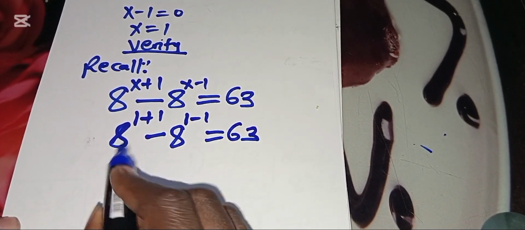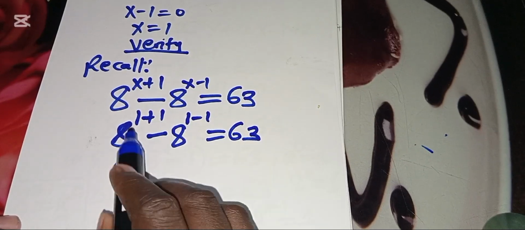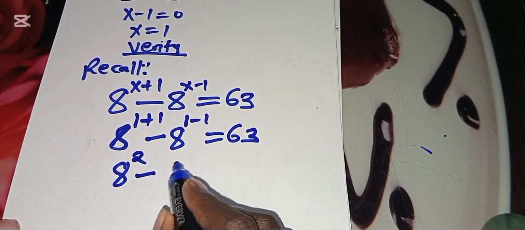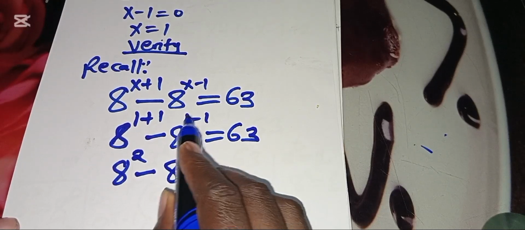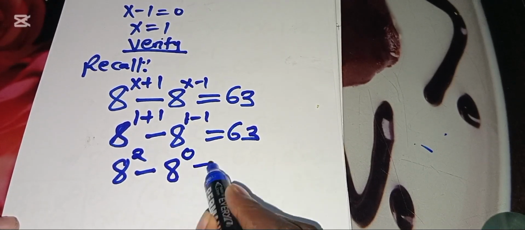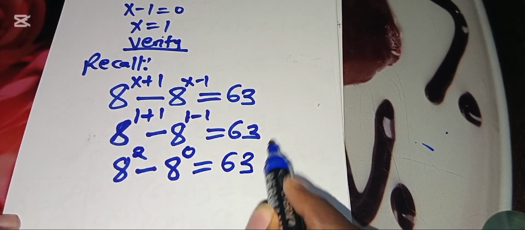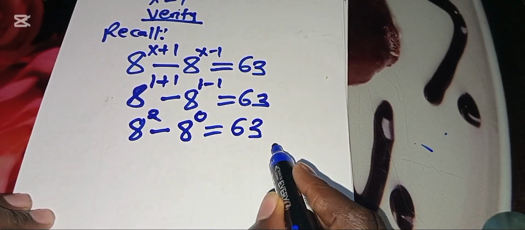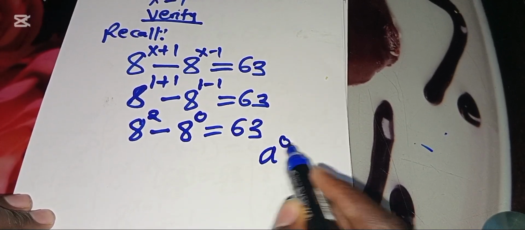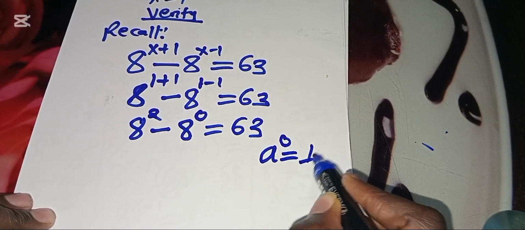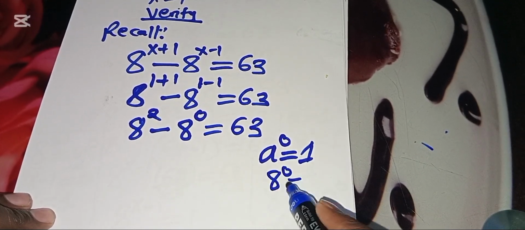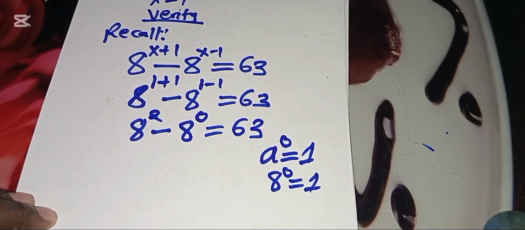So we're going to have 8 raised to power 1 plus 1. This is 2. This is 8 squared. Subtract 8 raised to power 1 minus 1. This is equal to 0. This is supposed to give us a value of 63. Now from here we have seen that if you have a raised to power 0, this is supposed to give us a value of 1. So 8 raised to power 0 essentially is equal to 1.